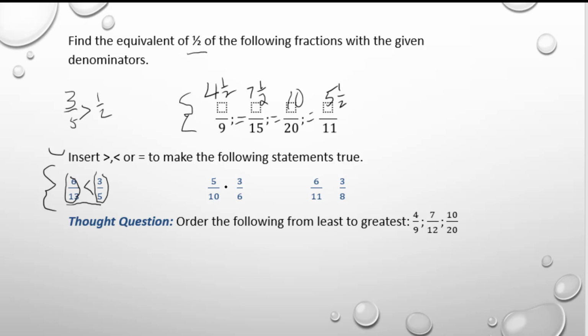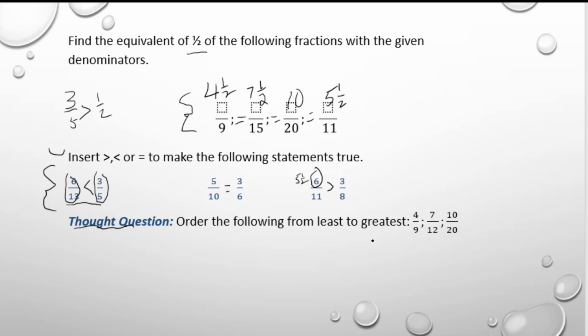Okay, so these are going to be equal because half of 6 is 3, and half of 10 is 5. They're equal. This one, half of 11 is 5.5, but you have 6, so this is more than half. Half of 8 is 4, so this is less than half. So 6/11 is bigger than 3/8. And it's useful to be able to compare these things.